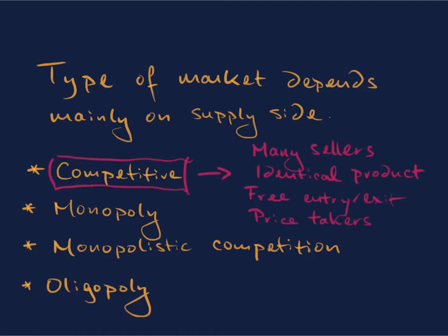One model we have for a market is a competitive market. A competitive market has many sellers of an identical product. So those are the two key features. Again, there are many sellers and they all sell the same product.